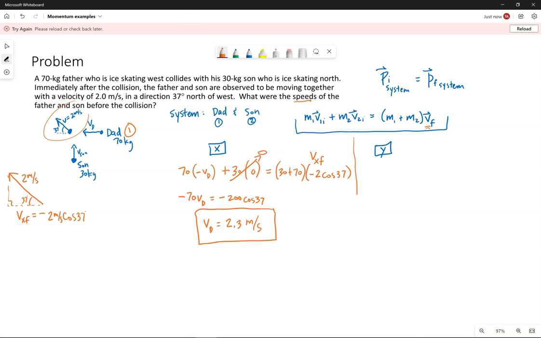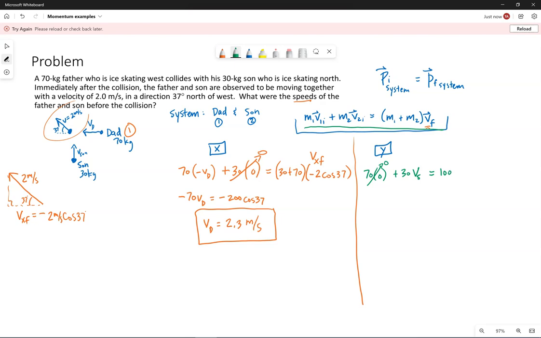So we find Dad's speed from momentum conservation in the x direction. We use the same equation again, but accounting for y components of velocity. So Dad has no velocity in the y direction initially. He was moving only in the x direction. The son is moving north. That's completely the y direction. So I'm going to just call him V sub s for son.